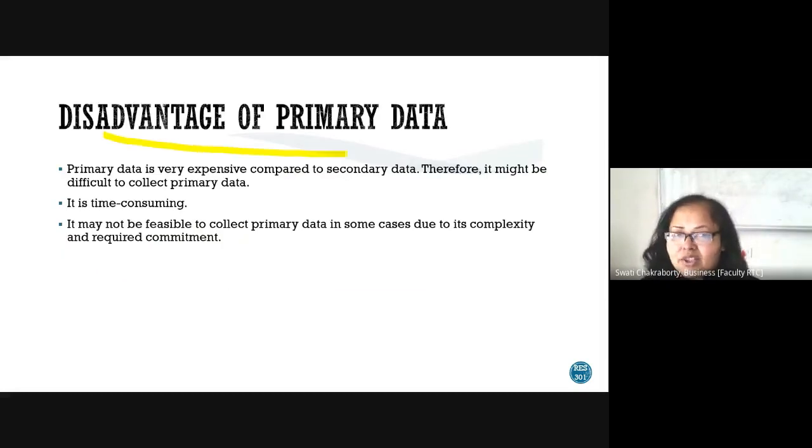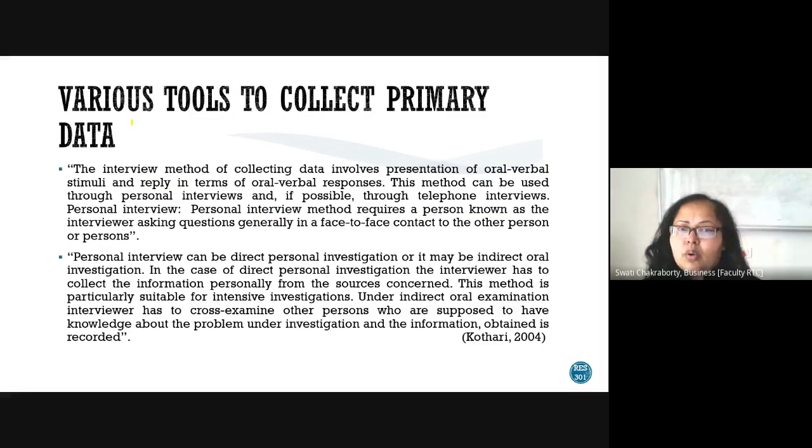But what can be the challenge? It's expensive as compared to secondary data, so it's very difficult to collect primary data. It's time consuming, and it may not be feasible to collect primary data in some cases where there is complexity and requires more commitment. So, what are the various tools to collect primary data?